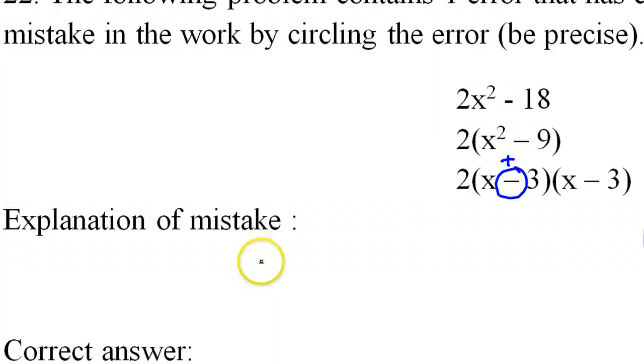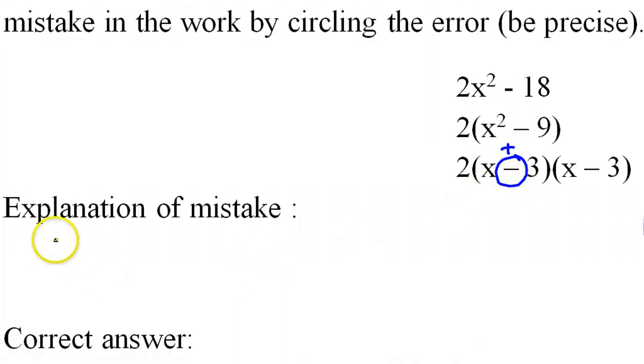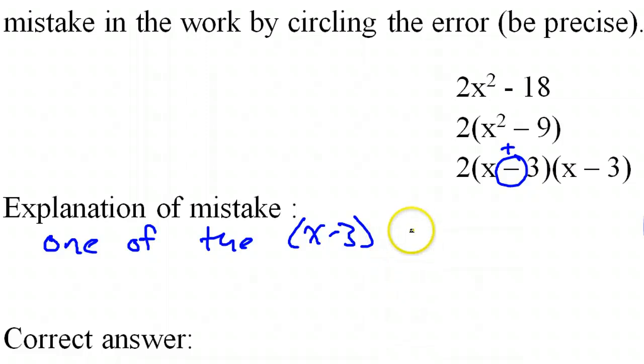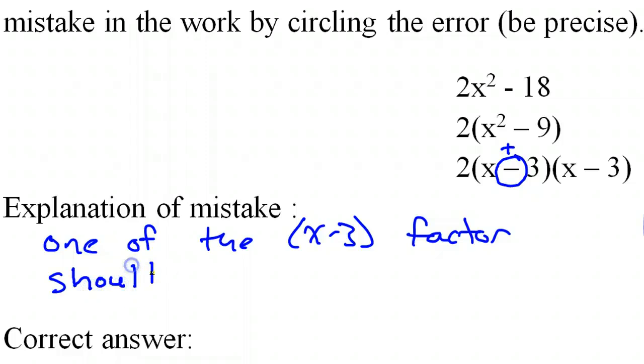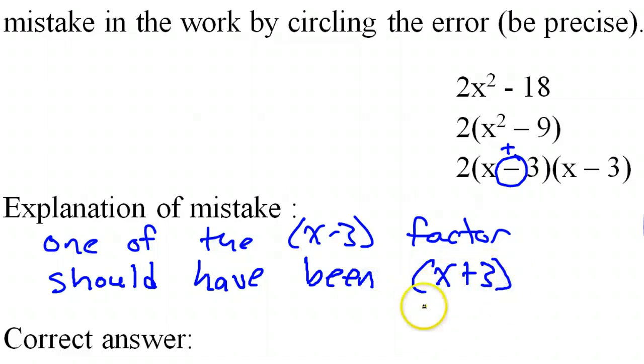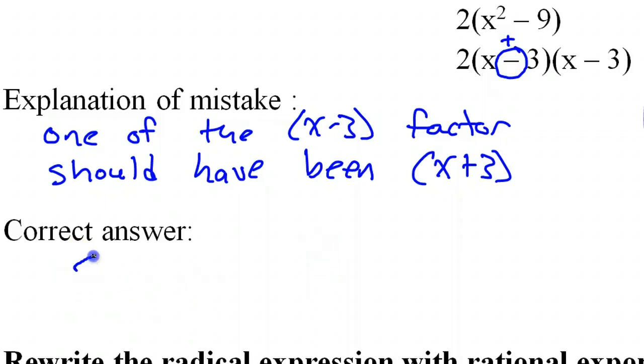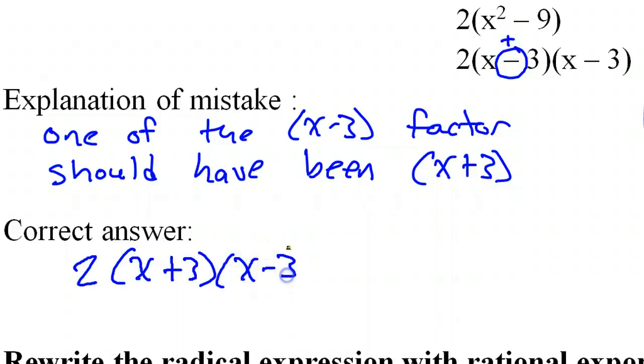Explanation of mistake. One of the x minus 3 factors should have been x plus 3. So the correct answer, like we said, was 2 times x plus 3 times x minus 3.